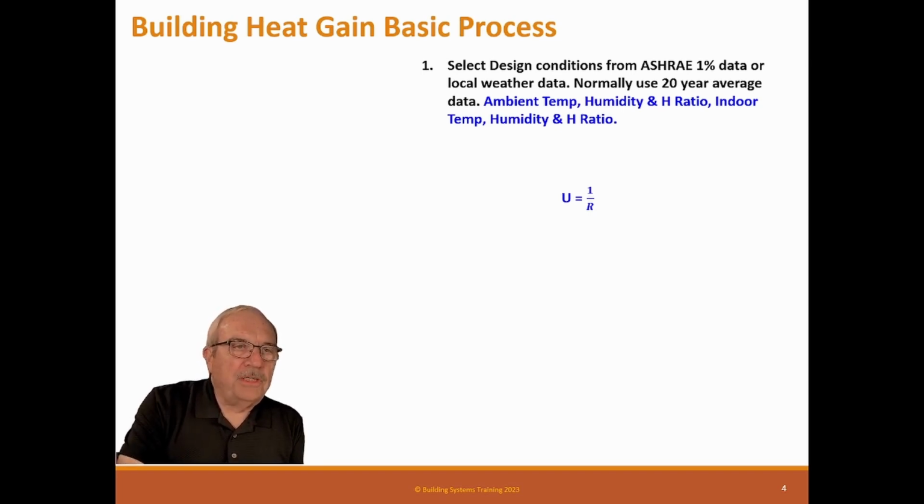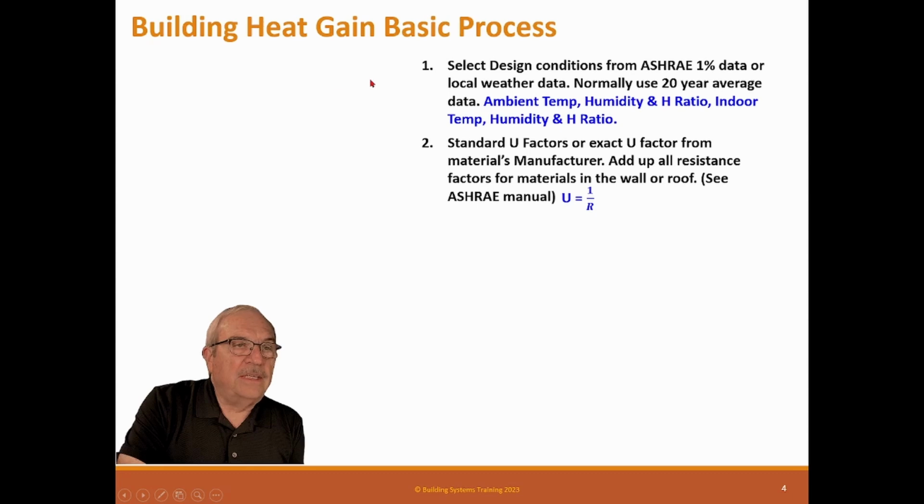Ambient temperature, you need ambient temperature, the humidity, and the humidity ratio for the exterior, and then you need the indoor temperature, humidity ratio, and ratio for the inside. Those are the things you need to be able to do a heat gain.